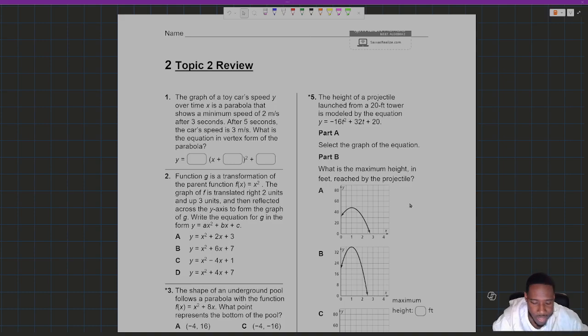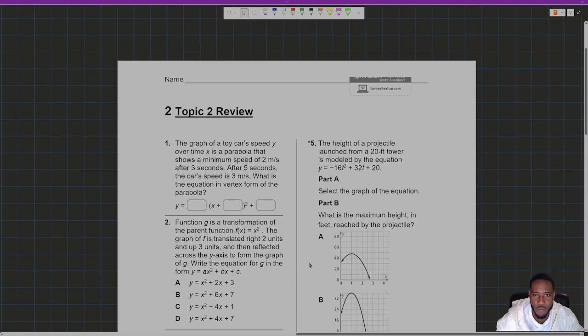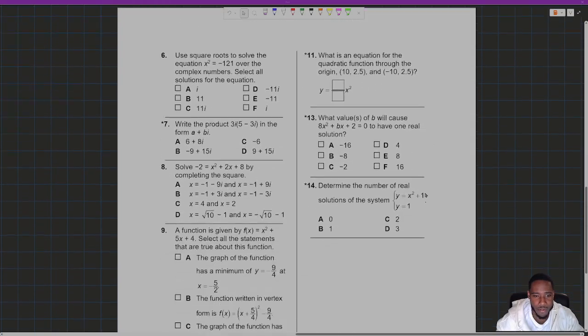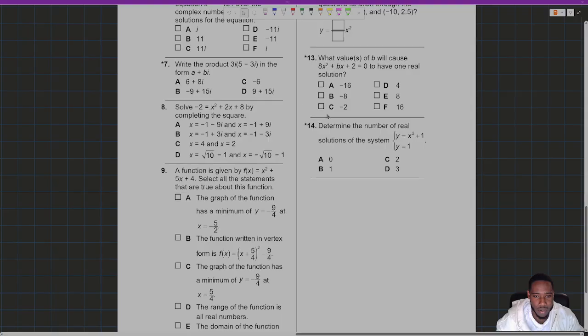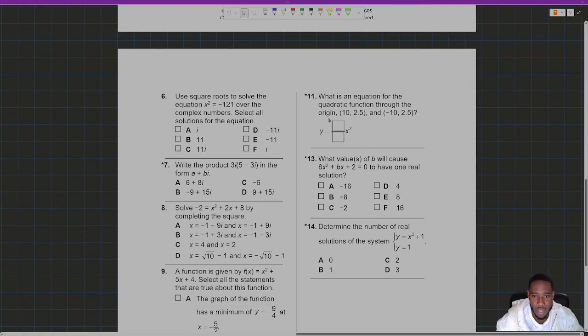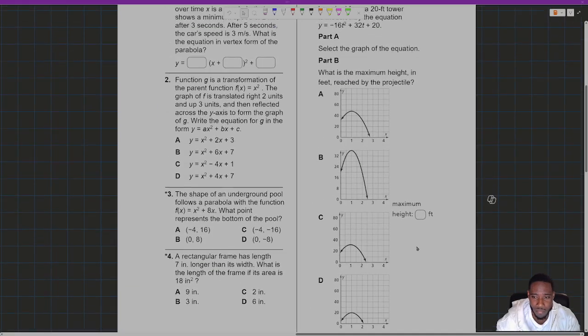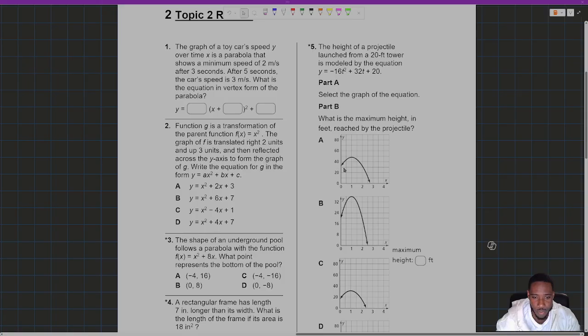All right, let's jump straight into this. In the interest of time, for this topic to review today, I'm only going to cover the questions that we did not get to cover in class during our initial review. That is going to be questions 3, 4, 5, 7, 10, 11, 13, and 14. All right. So let's get right into it.